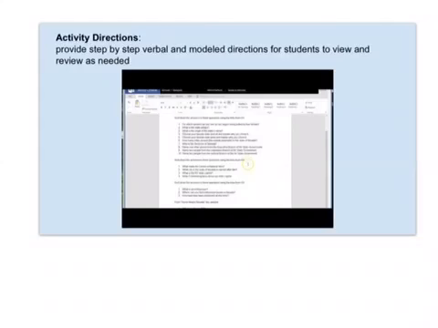In this video, we talk about activity directions. I provide students both verbal and visual directions on my screen so they can follow along step by step. They can also pause the video, go back and review and re-watch it as many times as needed in order to complete an assignment.